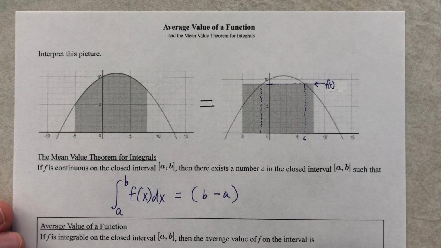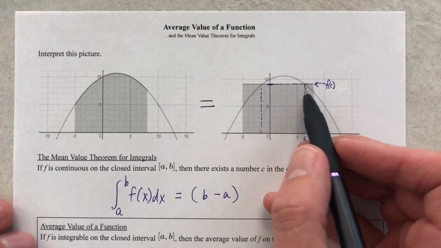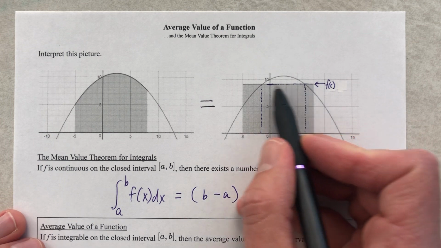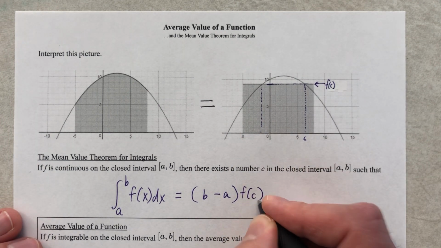But what I essentially have is some x value. In this case, I have more than one x value that gives me the height of this rectangle, which I will call f of c right there. Okay?